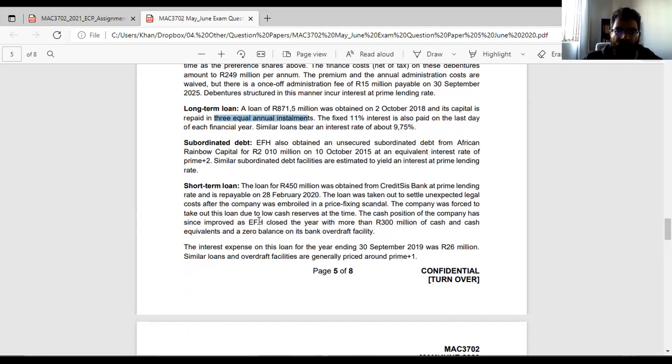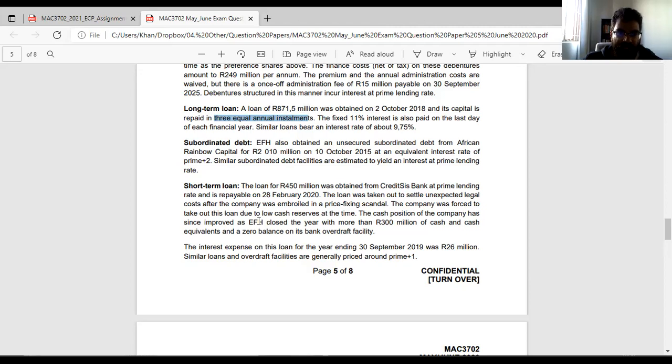The short-term loan for 450 was obtained from Credit Suisse Bank at prime lending rate and is repayable on 28 February 2020. The loan was taken out to settle unexpected legal costs after the company was embroiled in a price fixing scandal. The company was forced to take out this loan due to low cash reserves at the time. The cash position of the company has since improved as EFH closed the year with more than 300 million rand of cash and cash equivalents and a zero balance on its bank overdraft facility.